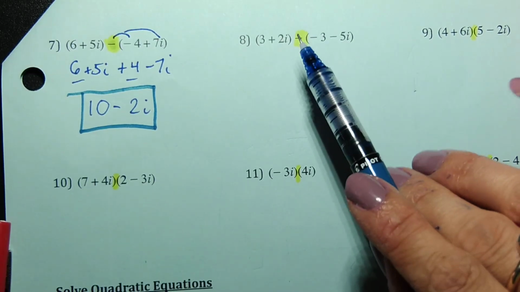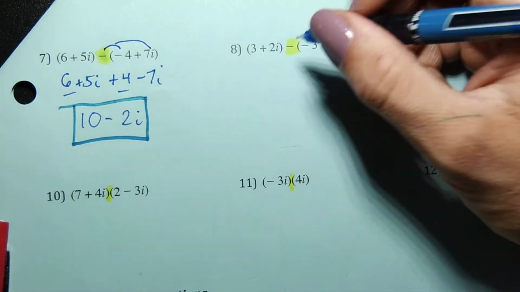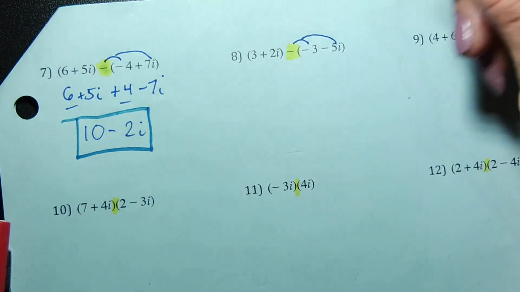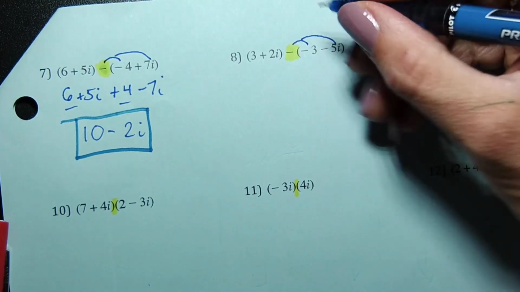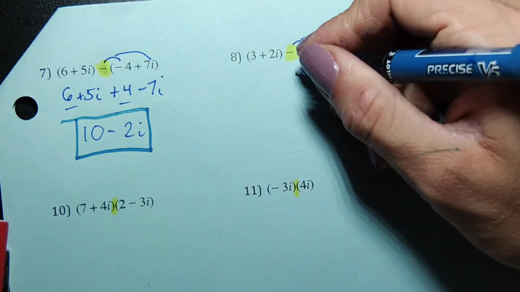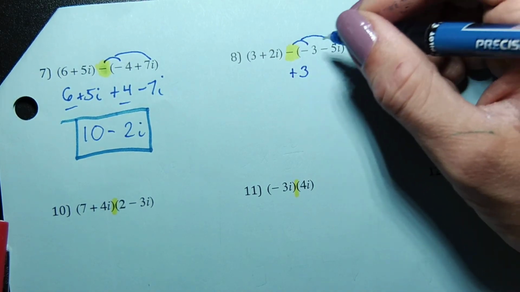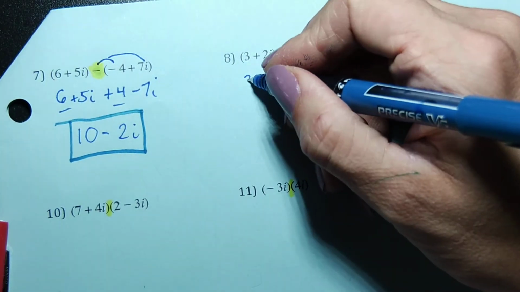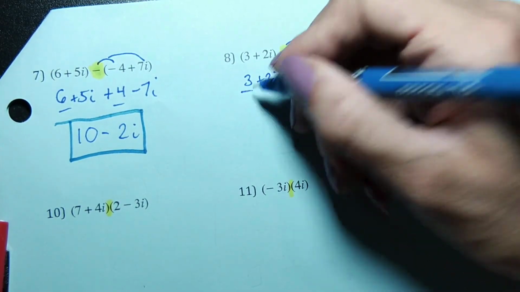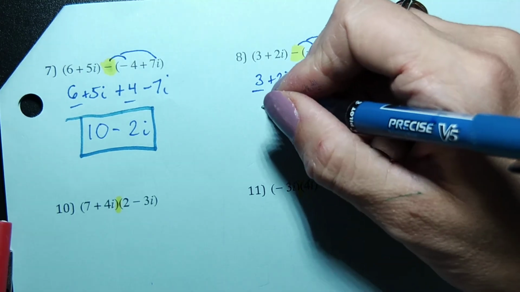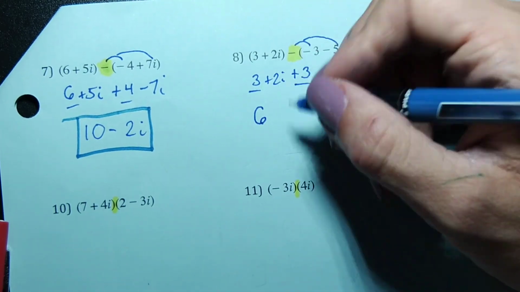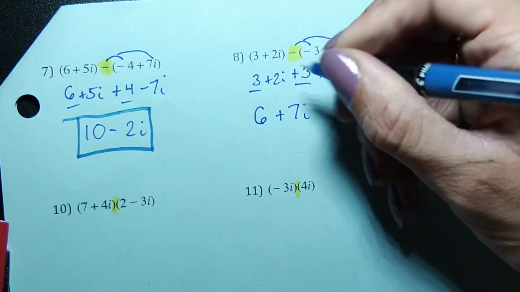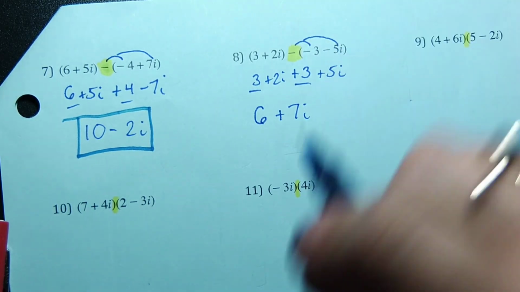Now on this next one, our operation is subtraction. So we're going to distribute that minus sign to both terms in that second parenthesis. So a -3 is a +3. A -5i is a +5i. And now we combine our like terms. 3 and 3 gives me a sum of 6. 2i and 5i gives me 7i. Real part first, imaginary part second.